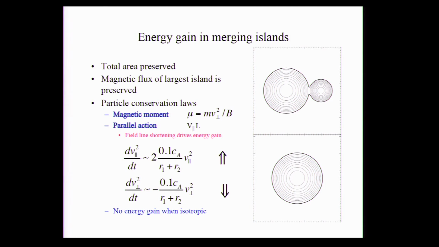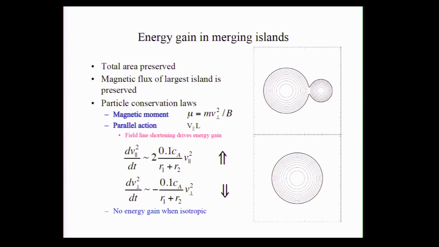And so what we started doing is looking at what happens when you have either contracting or merging magnetic islands. As I mentioned earlier, there are a couple of conservation laws. One is the flux and the other is the area. If you're looking at how islands merge, there are also particle conservation laws. One is the magnetic moment, V perp squared over B, and B goes down during this merging process, so V perp squared goes down, so the perpendicular pressure actually goes down, while the field lines get shortened, and therefore the parallel action, V parallel times L, which is an invariant, L goes down, so V parallel goes up. So during reconnection, you have a drop in the perpendicular energy and a gain in the parallel energy.